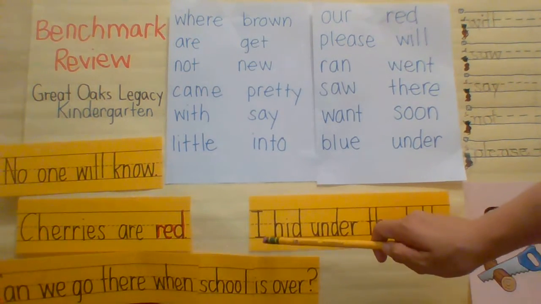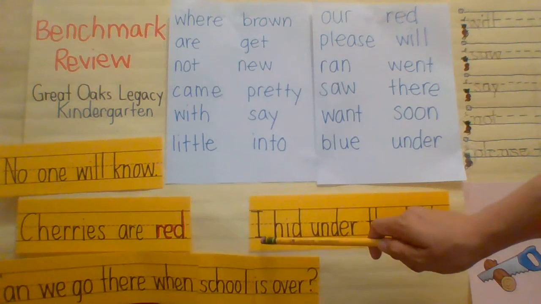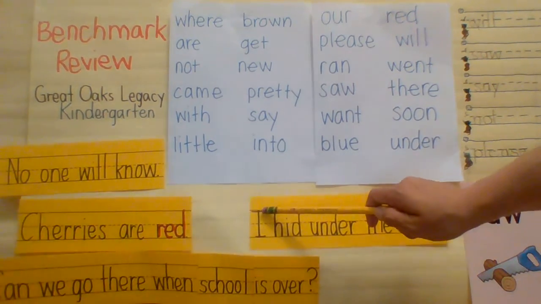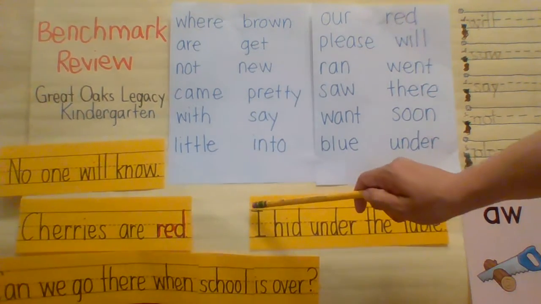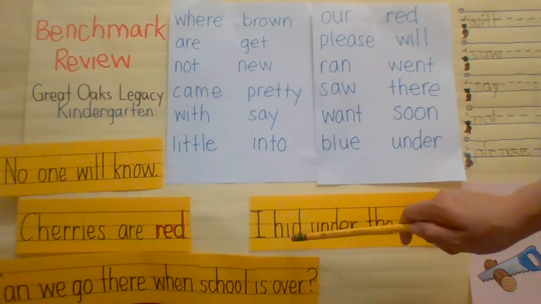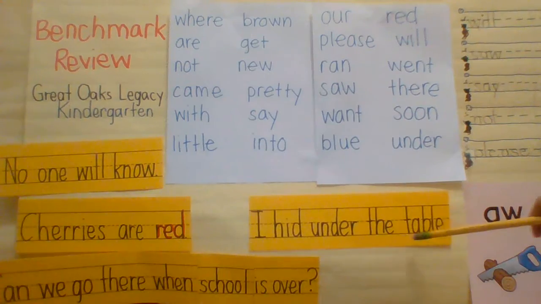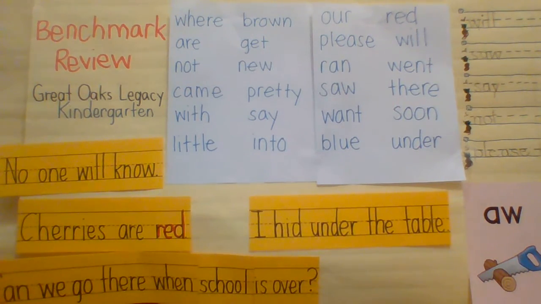Last, we have here the letter I. Starts at the skyline down to the grass line. I hid under the table. And we ended the sentence with a period.